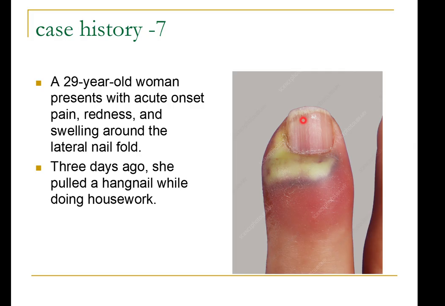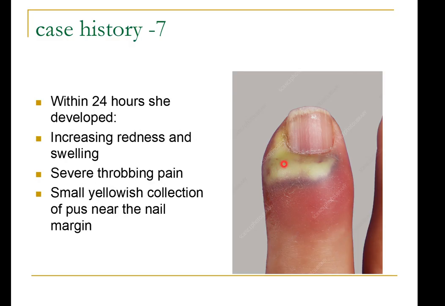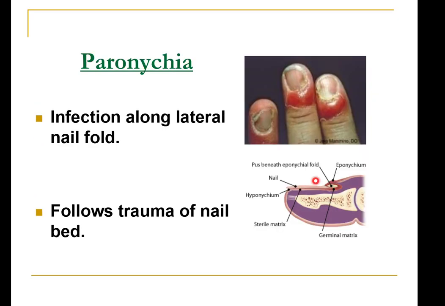Now, coming to the seventh case history, a 29-year-old woman presents with acute onset of pain, redness, and swelling around the lateral nail fold. 3 days ago, she had pulled a hangnail while doing housework. Within 24 hours, she developed increased redness and swelling, and there was a severe throbbing pain. A small yellowish collection of pus near the nail margin was seen.